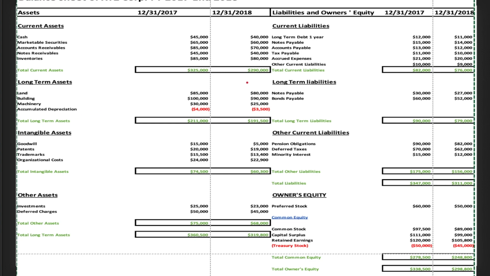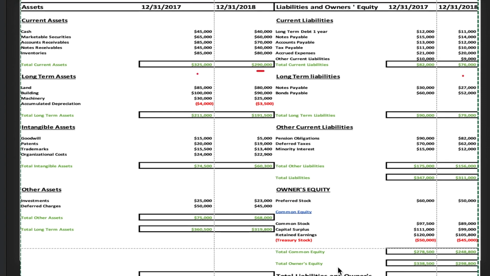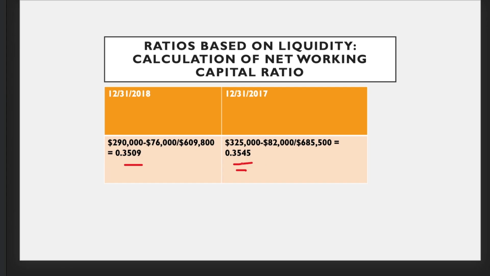For the year 2018, the net working capital ratio would be $290,000 minus $76,000 divided by its total assets, that is $609,800. That would be 0.3509. And for the year 2017, it would be $325,000 minus $82,000 divided by its total assets of $685,500. That would be 0.3545.